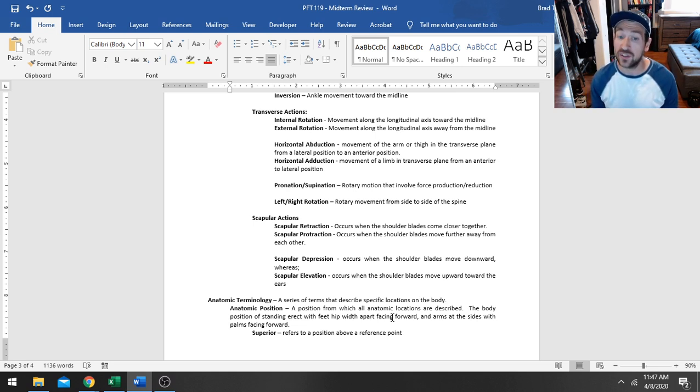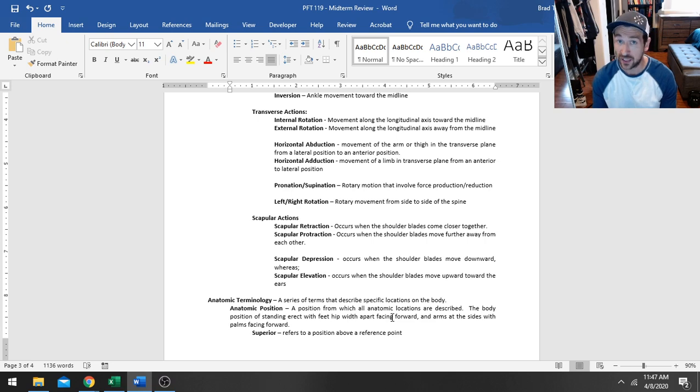You've also got horizontal abduction and horizontal adduction. Similar to adduction and abduction, except that it's moving along this plane instead of this plane. Horizontal abduction would be moving from front to side, and horizontal adduction would be moving from side to front.